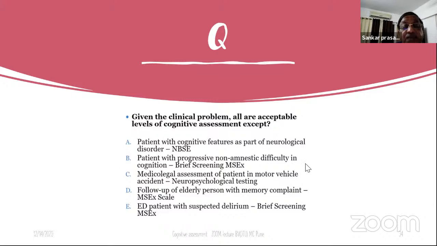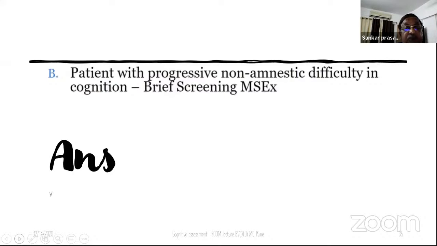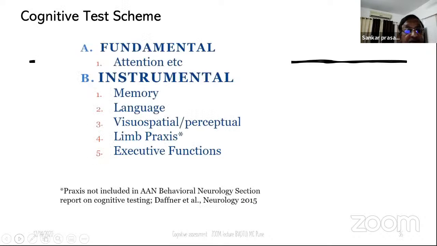Okay. If nobody is answering, then I'll tell you: with progressive non-amnestic difficulty, it is not a brief screening mental status examination. You have to go for a detailed examination. Patients with progressive non-amnestic difficulty, we cannot do only a brief screening. We have to go for a detailed examination. So in the cognitive assessment, first is a fundamental function, that is attention. And second, you go to the instrumental functions, that is memory, language, visuospatial, limb praxis and executive functions.